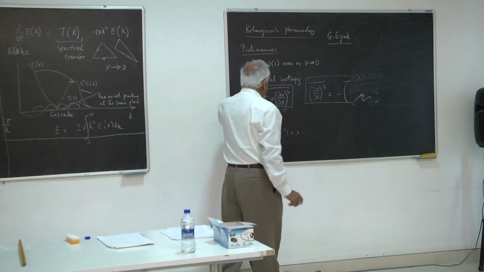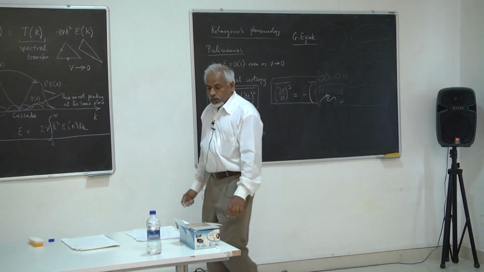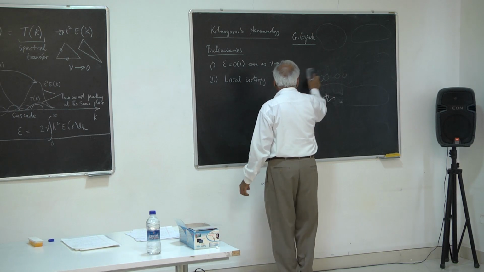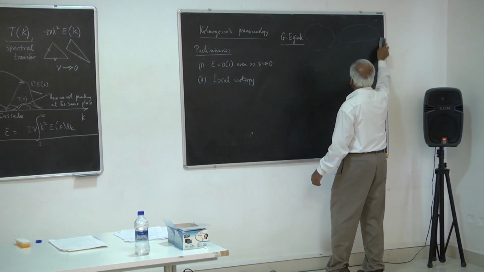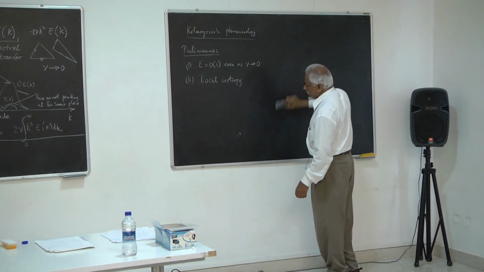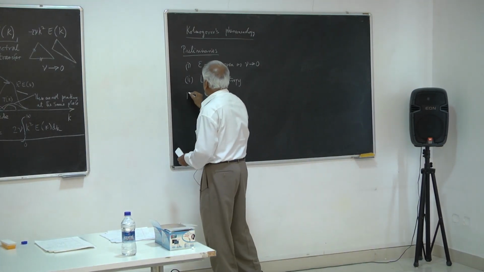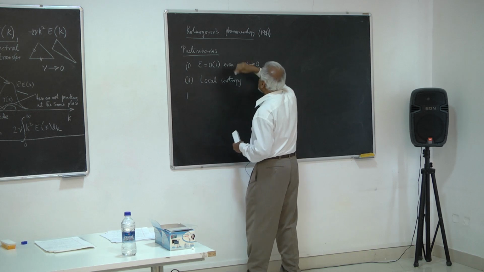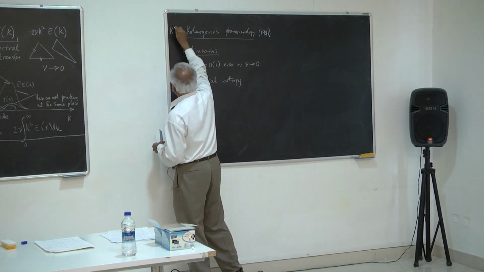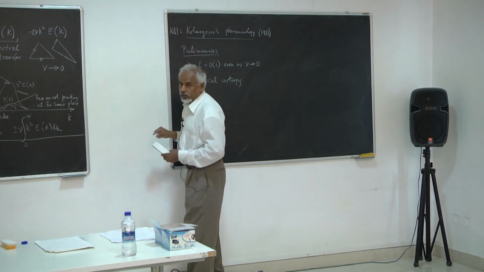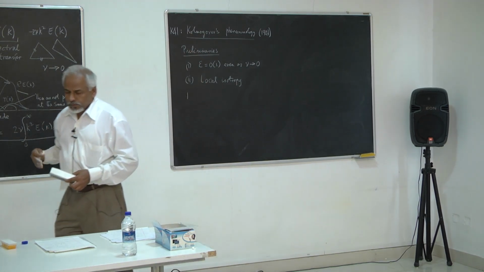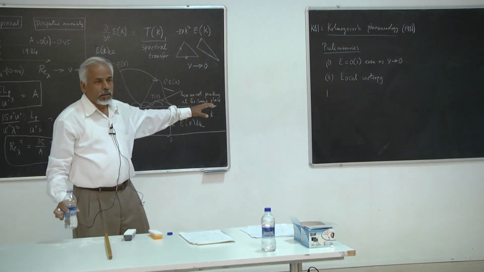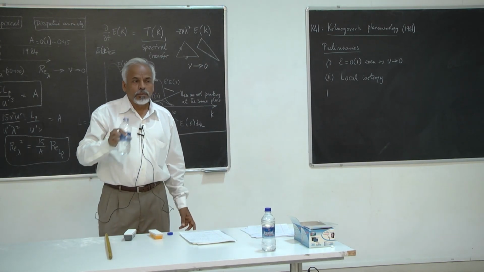So these are the two preliminaries in Kolmogorov's phenomenology, and now we are ready to state his hypothesis. And the first hypothesis, so by the way, this is 1941, so many years ago, and for that reason, in the jargon, it is referred to as K41. Because Kolmogorov came up with another hypothesis in 1962, 20 odd years later, and that's referred to as K62.